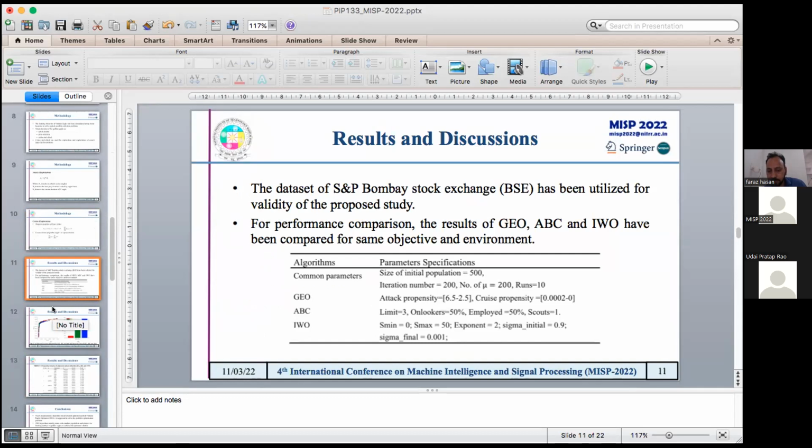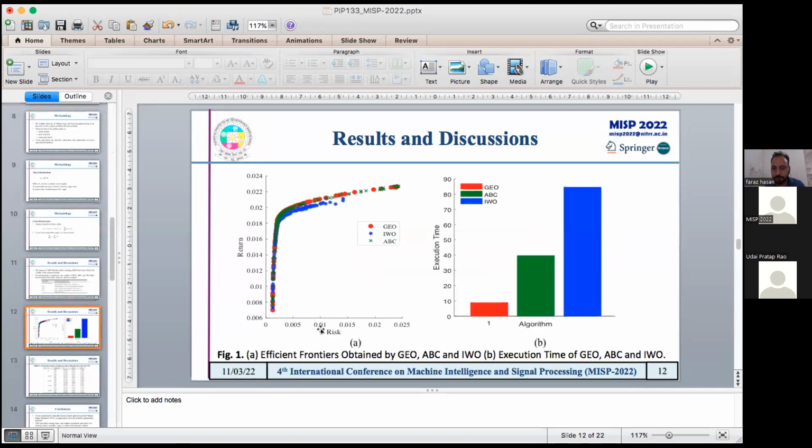Okay. So you implemented it on which platform? MATLAB. Yes. Please go to your result now. The result graph. So this is the execution time, no? Yes, on the right-hand side is the execution time, and on the left-hand side we have the efficient frontier. Okay, what is the unit of execution time? Milliseconds, sir. Milliseconds. Right. This is for the best run.